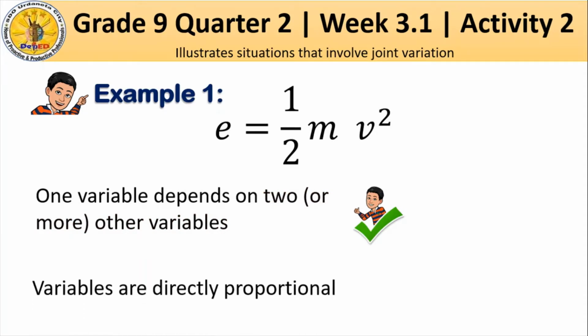Next, variables are directly proportional. This means that the dependent variable is equal to the product of a constant and independent variable. Again, for this criteria, it's checked. Therefore, we can say that the given variation equation represents a joint variation.